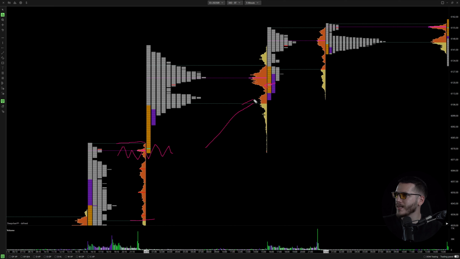This is a very clear bullish indication. So this is the first idea that we're probably going to be long this session as well. And as you can see, this is the initial balance.